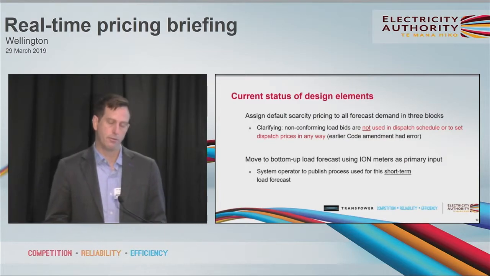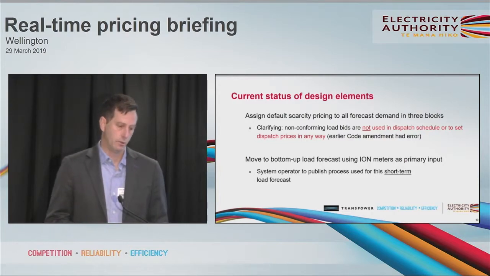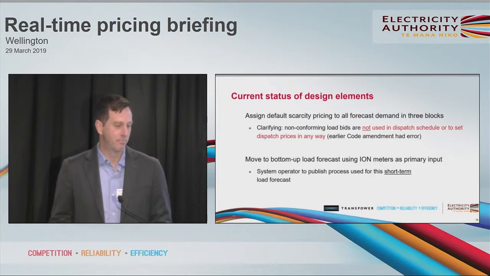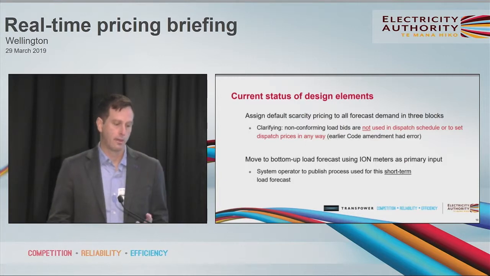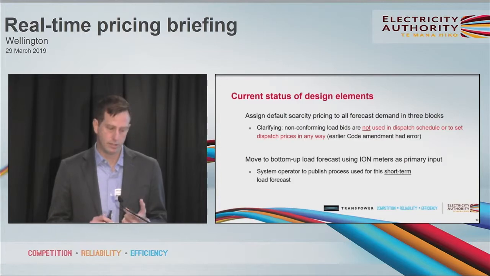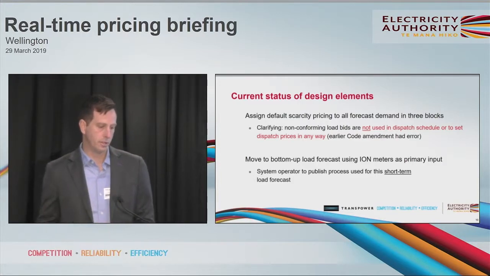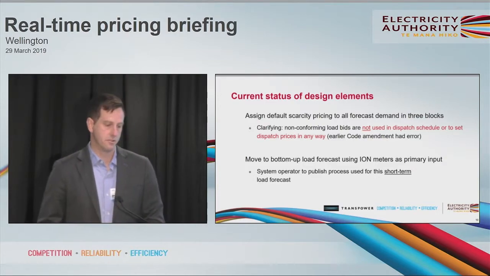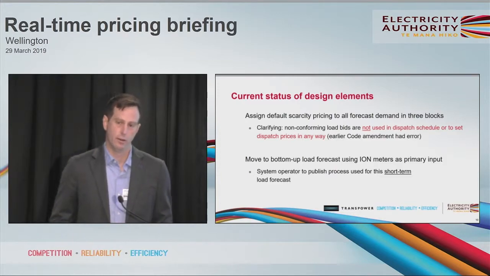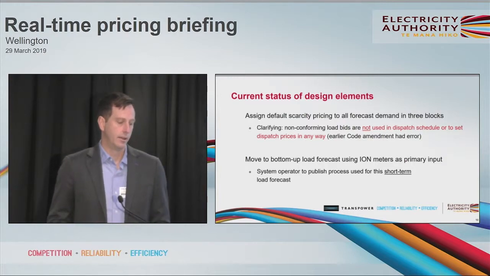And just to clarify, both from questions and submissions and also one of those accidental mistakes in the code amendment, we want to confirm that non-conforming loads just do the same as they're doing today, and their bids are absolutely not used in any way in the dispatch schedule. So the prices that non-conforming loads put in their nominated bids play no role in setting those dispatch prices. As I say, there was an oversight in the earlier code amendment that seemed to suggest otherwise.